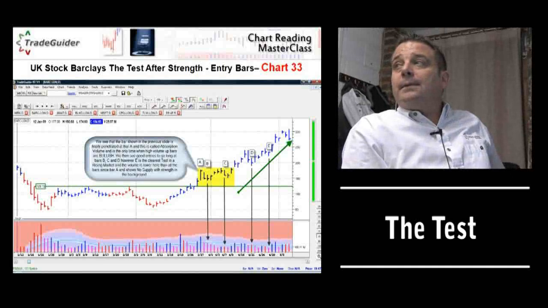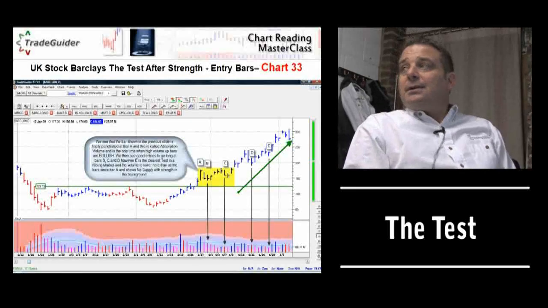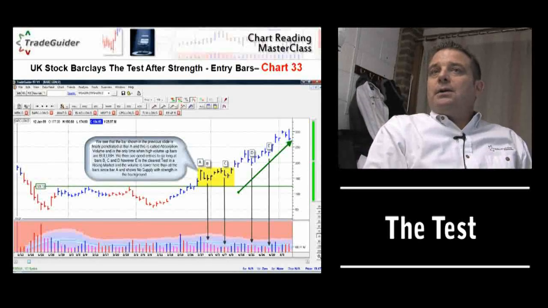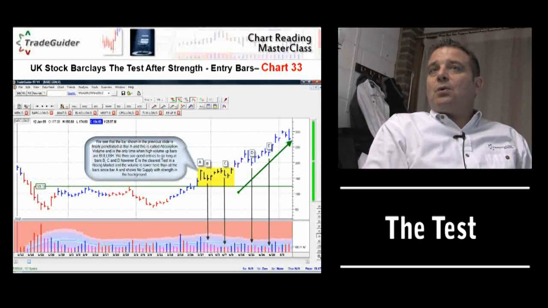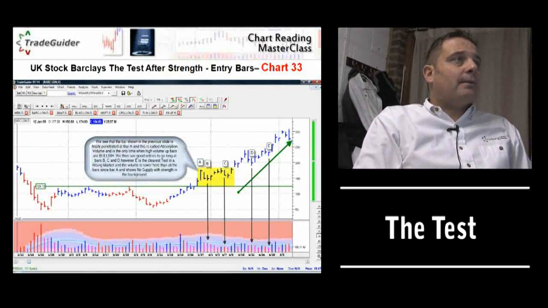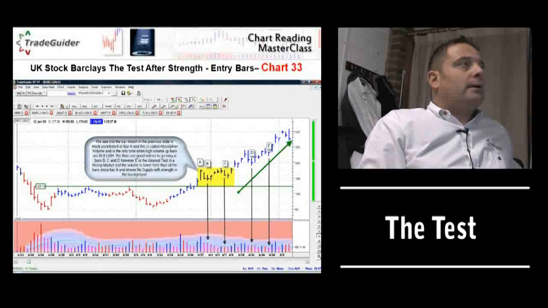Anything to add to that? Nothing I can really add to that one. Okay. Tom, anything you want to add there? You've got stopping volume. It churns a little bit. It hits resistance twice, and then it goes up on very high volume. Immediate test, and then takes off. Yeah, very, very obvious one, that one. Okay.